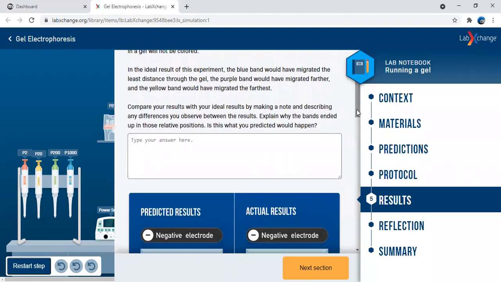In the ideal result of this experiment, the blue band would have migrated the least during the gel, the purple band would migrate farther, and the yellow band the farthest, because of the size. Compare results with the ideal results by making a note and describing any differences you observe between the results. Explain why the bands ended up in these relative positions. Is this what you predicted would happen?